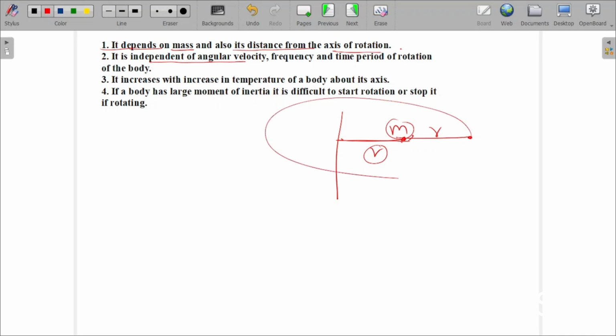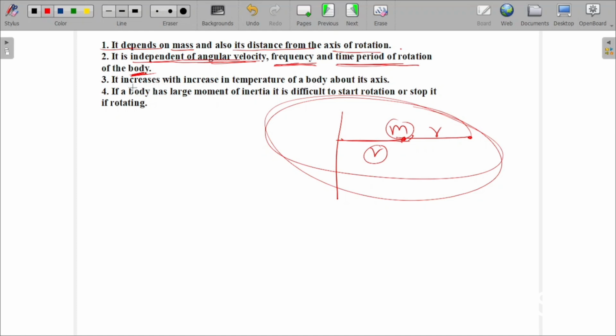Right. Next, it is independent of angular velocity. With what velocity it is rotating, we don't want that. It does not depend on the angular velocity. And frequency, when it is making oscillations, it has a frequency, and it takes some time to rotate, that is the time period of rotation. So moment of inertia is independent of angular velocity, frequency and time period of rotation of the body.